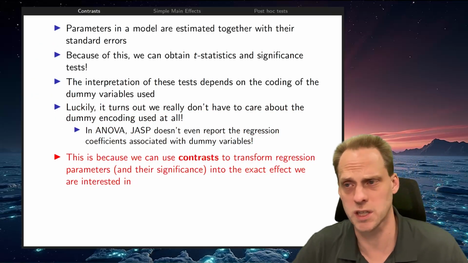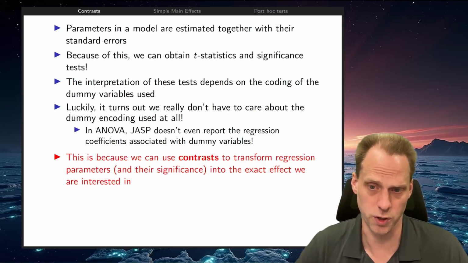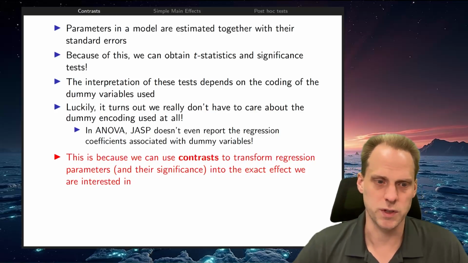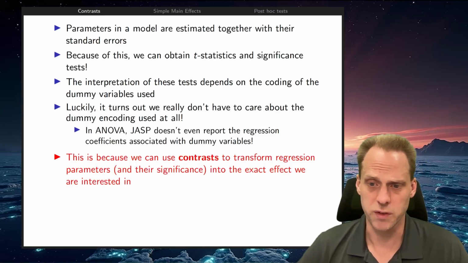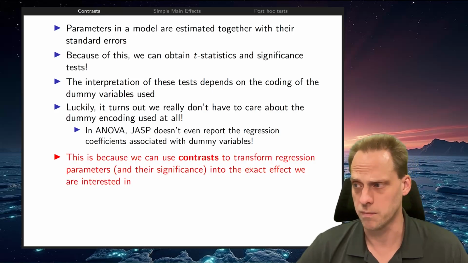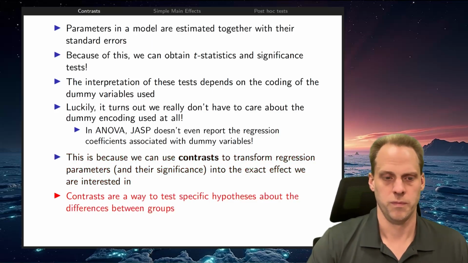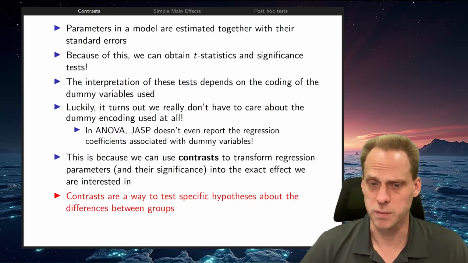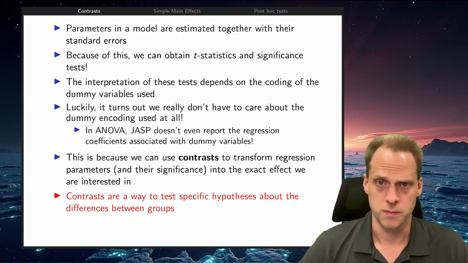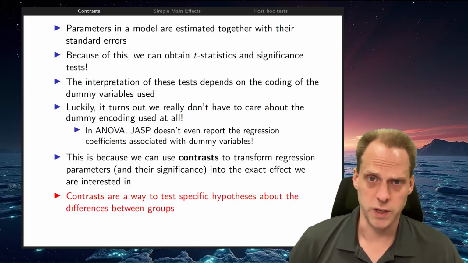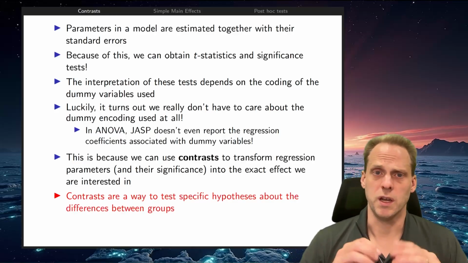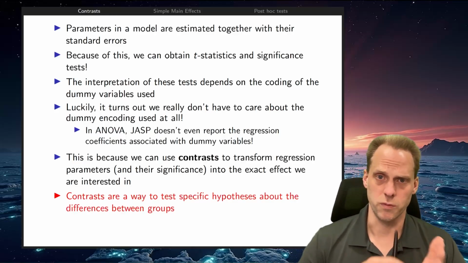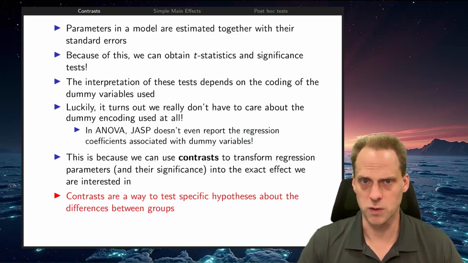And this is because there is something simpler we can use called a contrast. Basically, what a contrast does is it transforms the regression parameters and the significance into the exact effects we're interested in. So a contrast is a way to specify a specific hypothesis about the difference between groups. We get a significance value associated with it, and this is how you really interpret it. It's basically some form of mix-up, a transformation of the information in the dummy variables to whatever we're interested in.